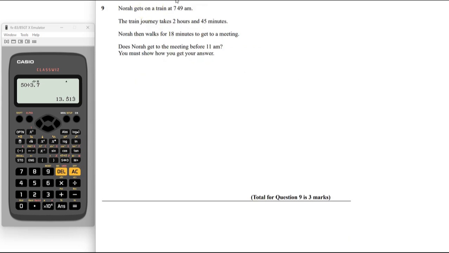Question 9. Nora gets on a train at 7:49 a.m. The train journey takes 2 hours and 45 minutes. Nora then walks for 18 minutes to get to a meeting. Does Nora get to the meeting before 11 a.m.? You must show how you get your answer. So we know that she gets on a train at 7:49. And the train journey takes 2 hours 45 minutes. So let's add on 2 hours 45 minutes to this number.